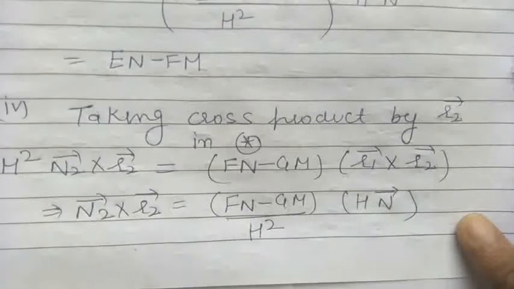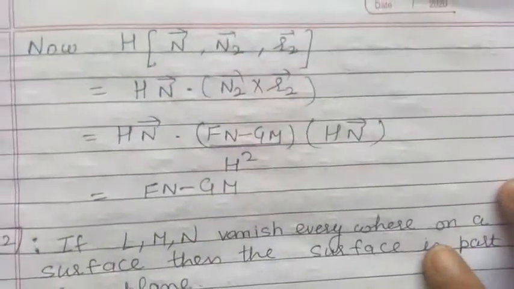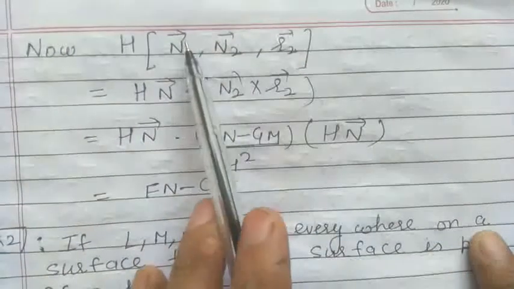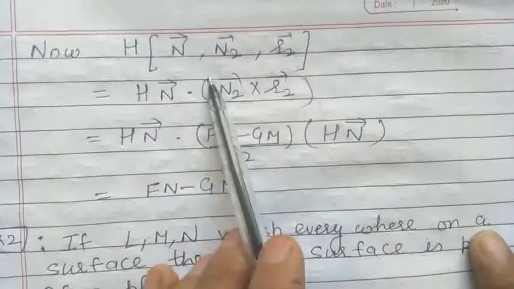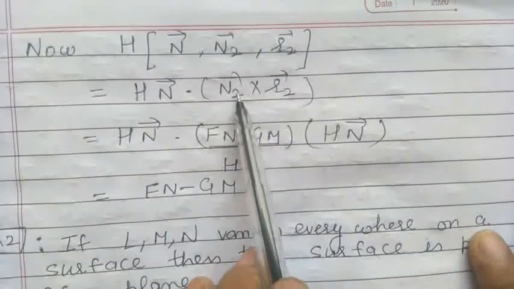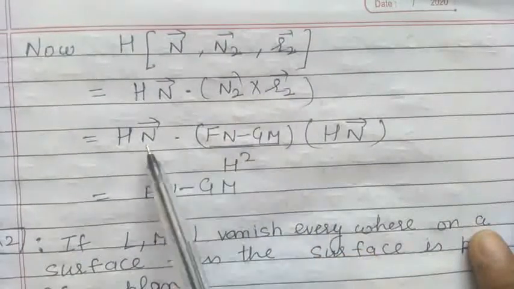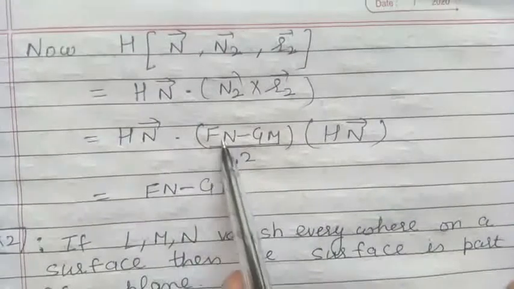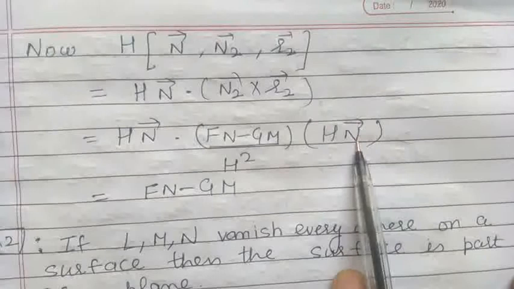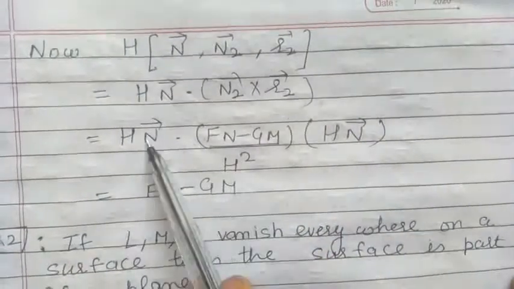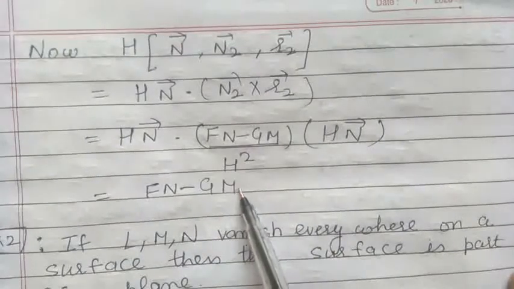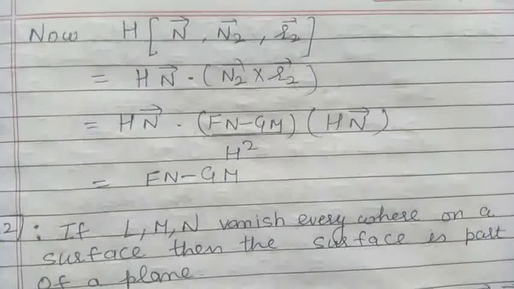Now let us consider the term h into the scalar triple product of vector n, vector n2 and vector r2. Now by definition of scalar triple product, this product can be written as n dot (n2 cross r2). Now substituting the value of n2 cross r2 which we have obtained already, we get h into vector n dot (fn minus gm) upon h square into h into vector n. Now h square is cancelled with h square and n dot n is 1. So we get the value fn minus gm.